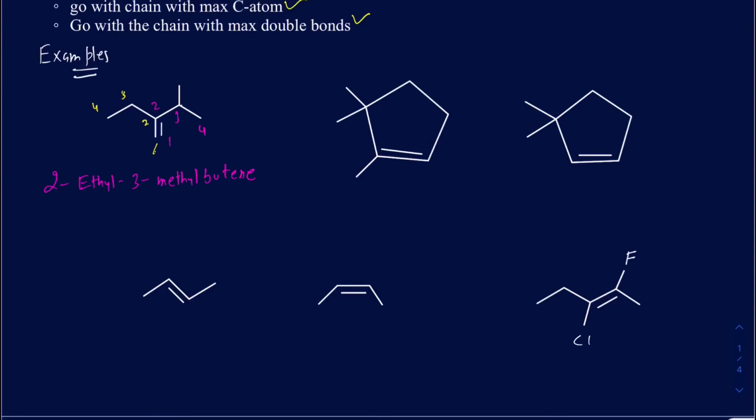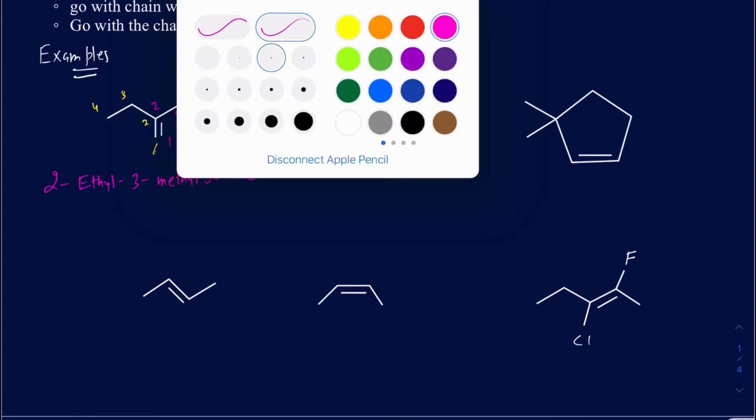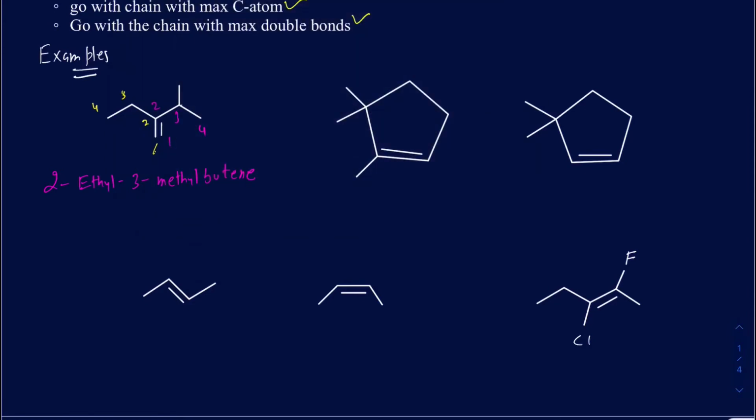Okay, let's look at the second one. Before we look at the second one, I do want to look at the third one first. The third one seems simple. You want to make sure, since it's a ring, you want to make sure you get your double bond included in both of the carbons, and both of those carbons gets the lowest number possible. So I don't really want to count it this way. If I count it this way, I get 1, 2, 3, 4, 5.